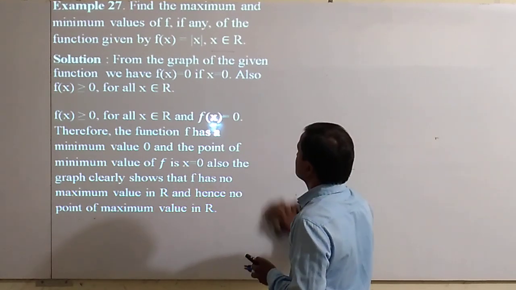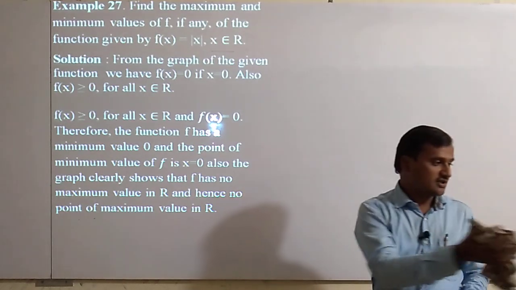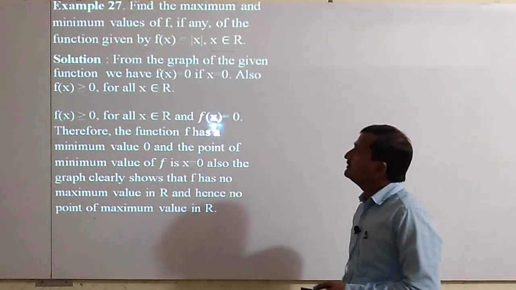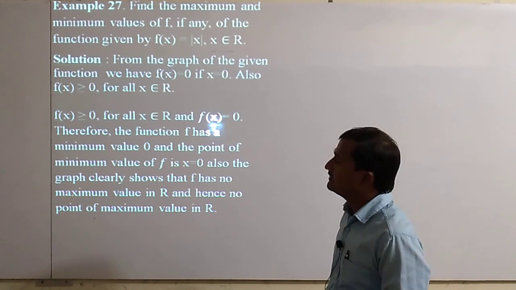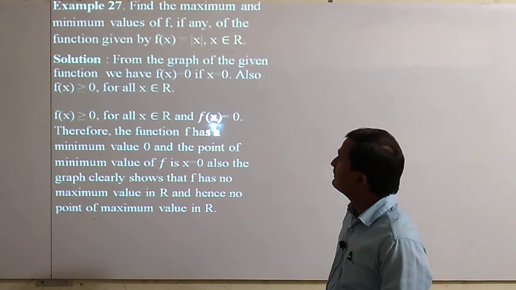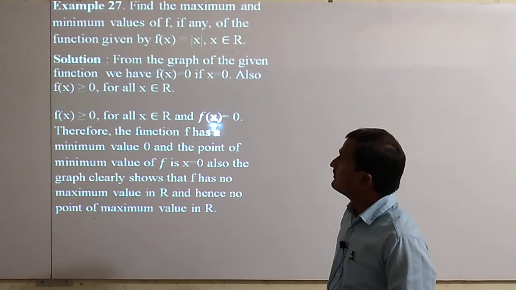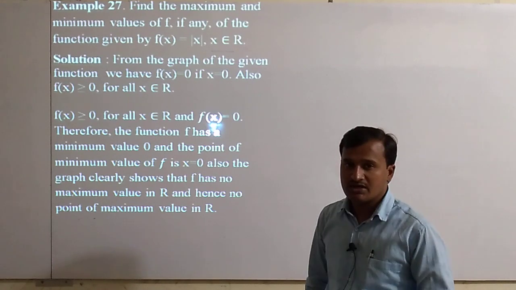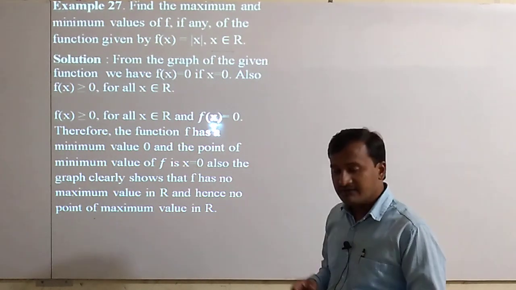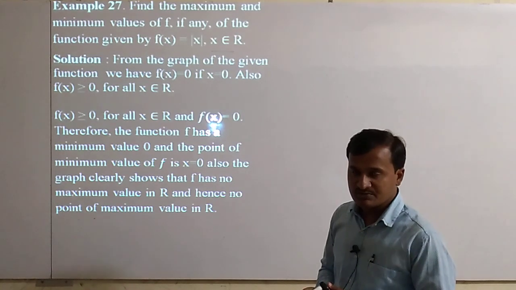Okay. So the question number 27, right? So what is given? Find the maximum and minimum value of f, if any, of the function given by f of x equal to mod x for all x belongs to R, right? So clearly, this is a modulus function.